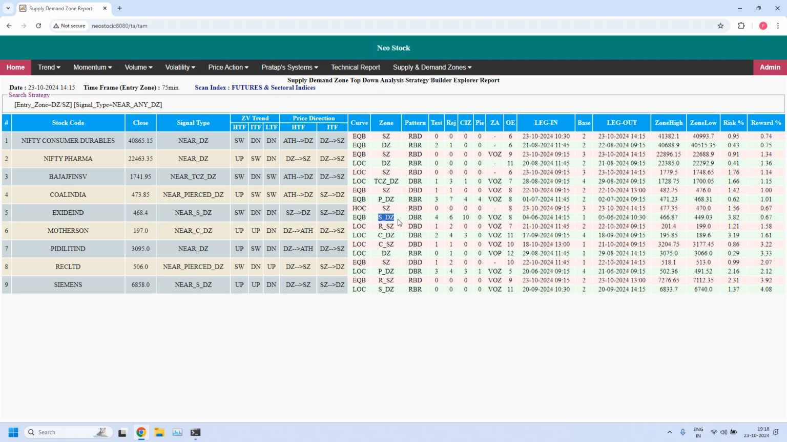Exide Industries is having a high liquidity 75 minutes demand zone, already tested 4 times and 6 rejections from this zone. Next, Motherson is having a high liquidity 75 minutes demand zone, and Siemens is having a high liquidity 75 minutes demand zone. So we have identified 3 high liquidity 75 minutes demand zones from this list.